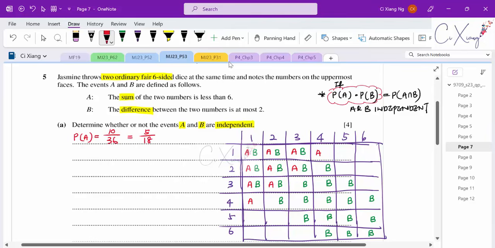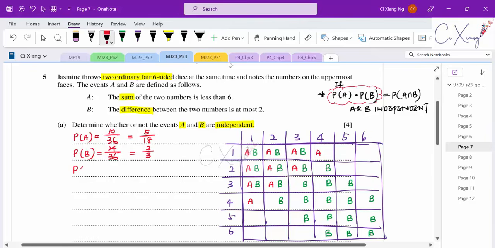This is the A. What's the probability for B? To calculate the probability for B, again you count how many cells with the B in our possibility space diagram. If you count carefully, you should have 24 cells with the B. Then 24 divided by the total of 36 cells, and you have 2 over 3.